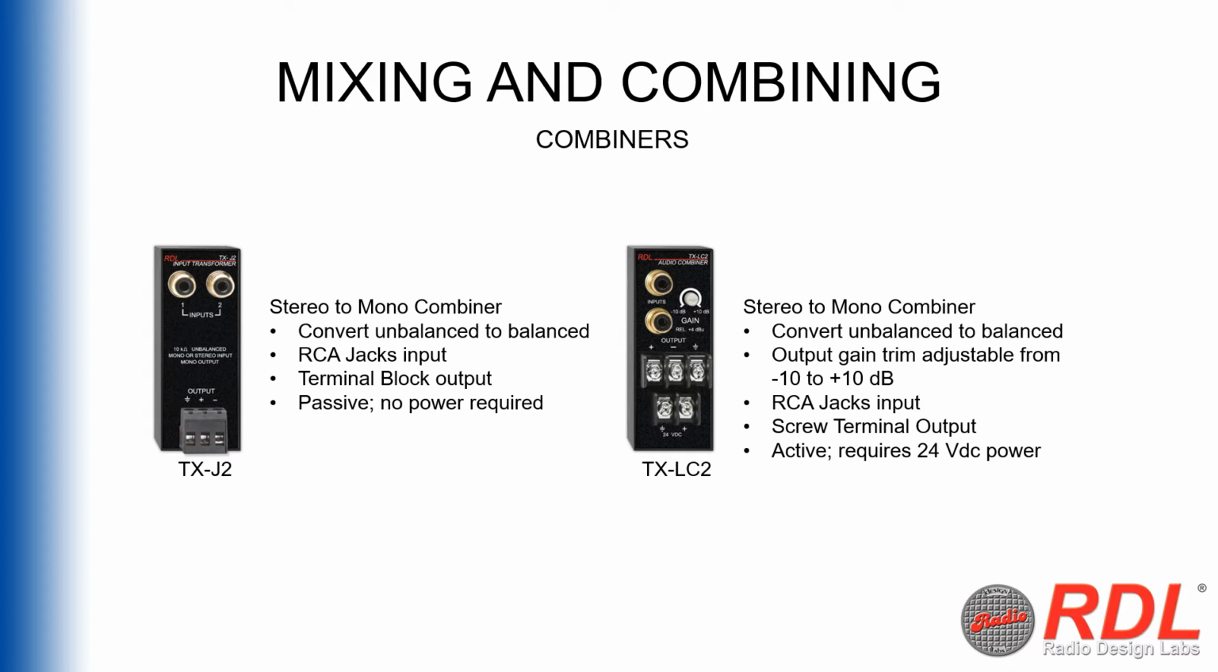The TX-J2, which you saw several slides ago for converting unbalanced signal to balanced signals, is also a combiner which combines stereo signals to mono. The TX-LC2 also combines and converts unbalanced stereo signals to balanced mono, but adds a gain trim feature. This allows the signal level strength to be lowered by up to 10 dB or increased by up to 10 dB. This combiner is active, which means it requires 24 volt DC power.